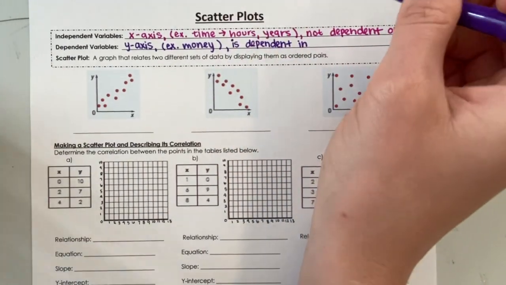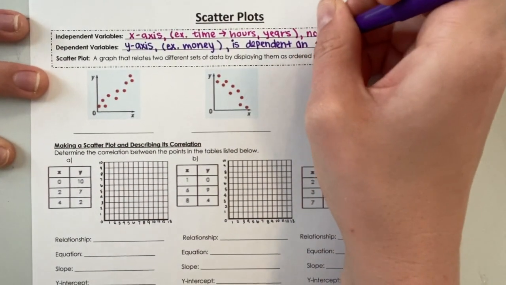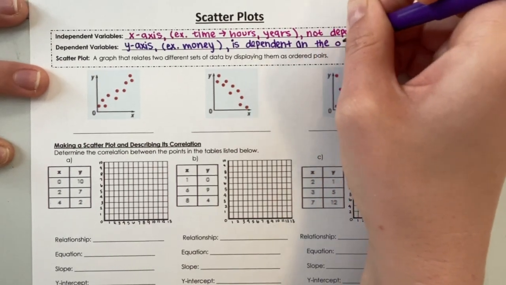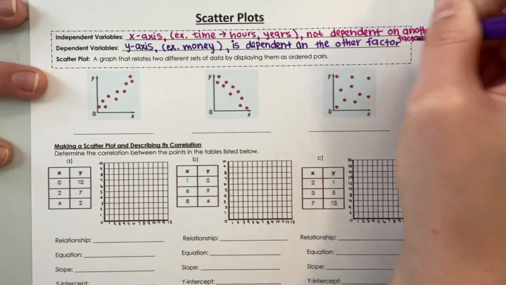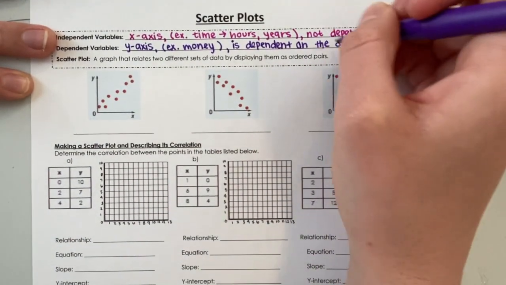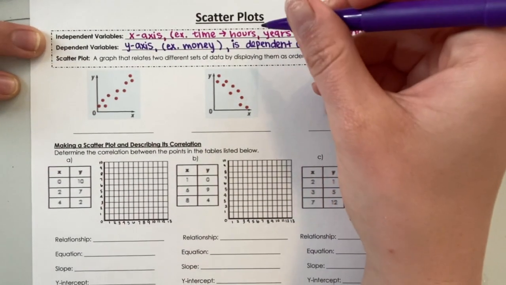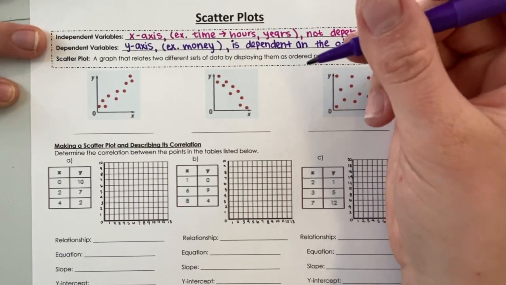It's dependent on the other factor. So the other variable, the other item that is involved, a lot of the times it's our time, that's what it depends on. And it changes accordingly in relation to that other variable.